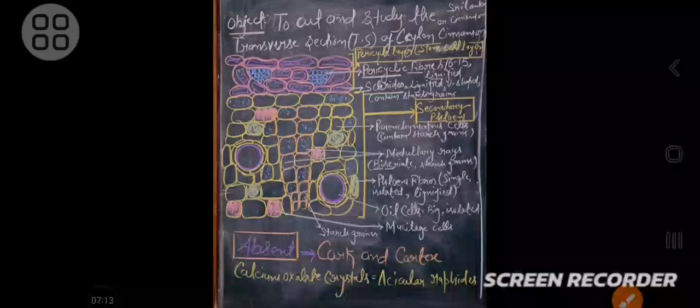And the secondary phloem of the Ceylon cinnamon transverse section contains a number of cellular structures, such as parenchyma cells, medullary rays, abundant starch grain, phloem fiber, big and isolated volatile oil containing glands. And the important part is that the absence of cork and cortex is found in the case of the Ceylon cinnamon or the Sri Lankan cinnamon. And calcium oxalate crystals are present as acicular raphides.